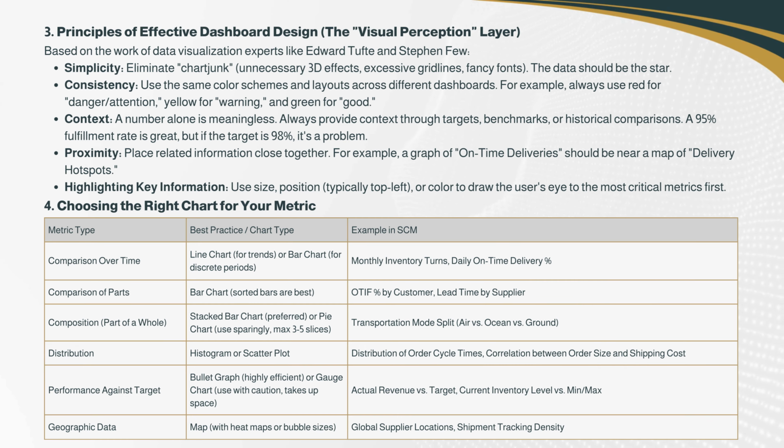Composition: part of a whole. Stacked bar chart preferred, or pie chart, use sparingly, max 3 to 5 slices. Transportation mode split, air versus ocean versus ground. Distribution: histogram or scatter plot, distribution of order cycle times, correlation between order size and shipping cost. Performance against target: bullet graph, highly efficient, or gauge chart. Use with caution, takes up space. Actual revenue versus target, current inventory level versus min, max. Geographic data: map, with heat maps or bubble sizes, global supplier locations, shipment tracking density.